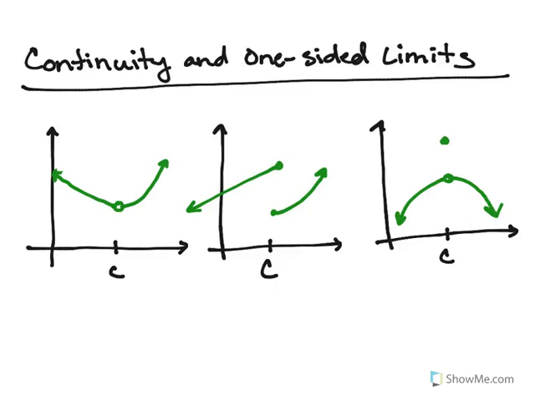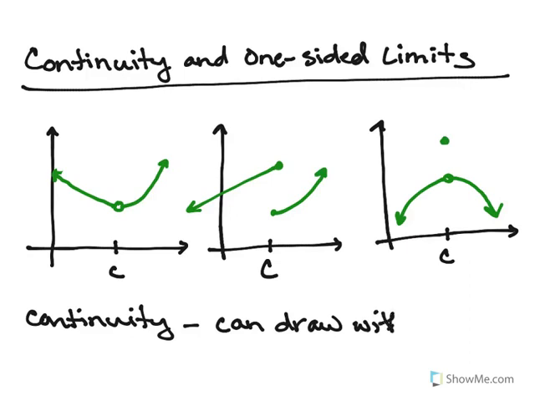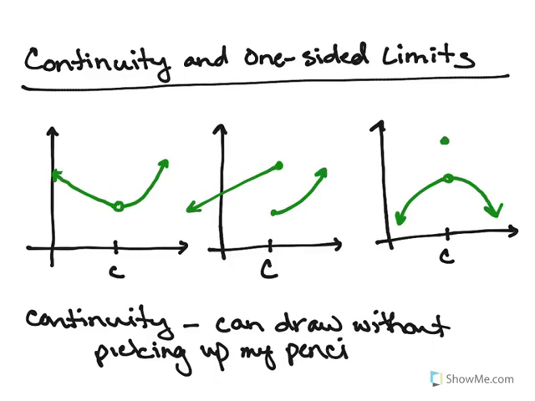Continuity, when we're talking about a graph, is the idea that I can draw the graph without picking up my pencil. It's one continuous curve. So each of these three graphs that I have an example of here have a discontinuity at C.